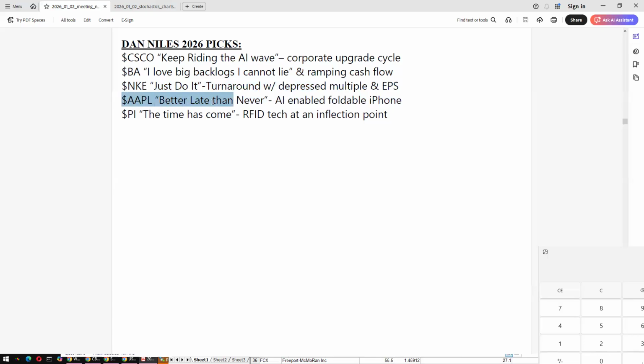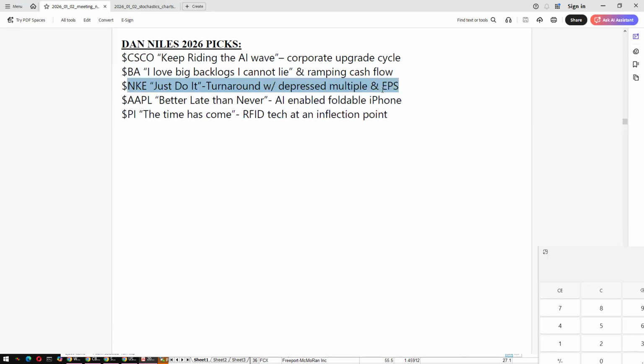Apple, he likes it because better late than never. Apple hasn't spent on AI at all, and they're a very late comer to the AI story. Apple has been advertising an AI phone for 2 years, but they still haven't come out with an AI-enabled phone yet. But he thinks this year they're going to do that. And a company called PI, he says the time has come, and RFID tech is at an inflection point. We'll keep track of these stocks.